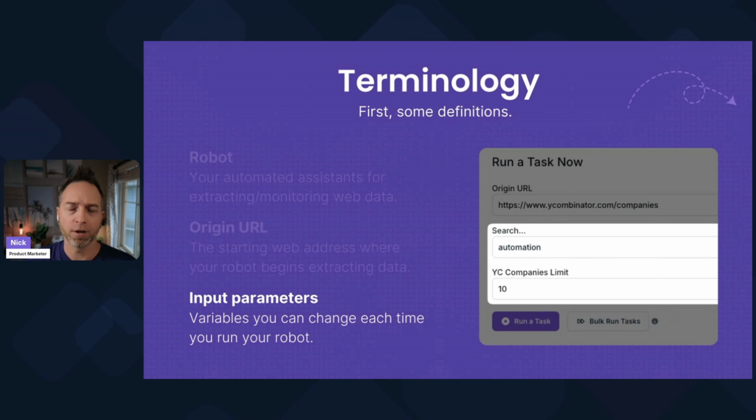Input parameters. One of the most common ones is search. So as you can see in the screenshot, you search for something and that becomes an input parameter you can later use on this run task page here or via bulk run or automations. So that is an input parameter as well as the limit of items if it's a list of items that you want to scrape. Those are input parameters. They're variables you can change each time you run your robot.